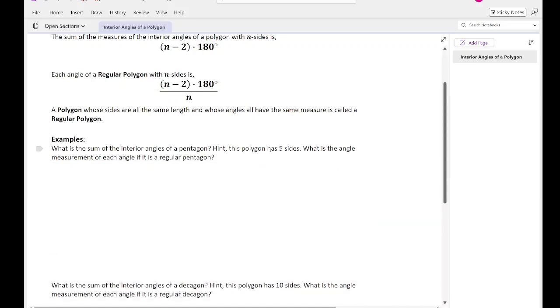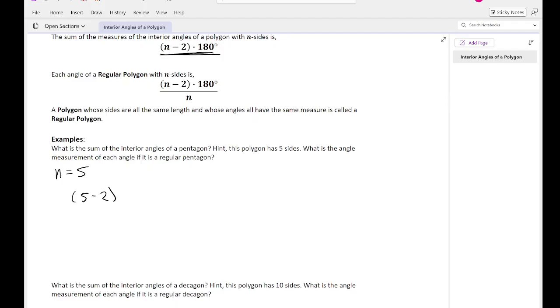A pentagon has 5 sides, so n equals 5, and that's all we really need to know. Now we can just plug it into our formula right here. So 5 minus 2 times 180, and that's going to end up giving us 540 degrees. So what is the sum of the interior angles of a pentagon? They all add up to 540 degrees.